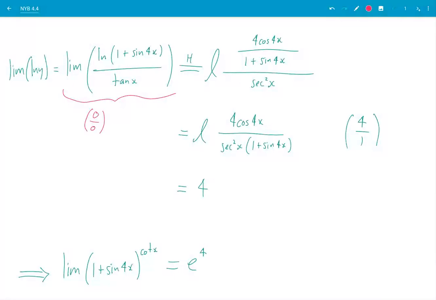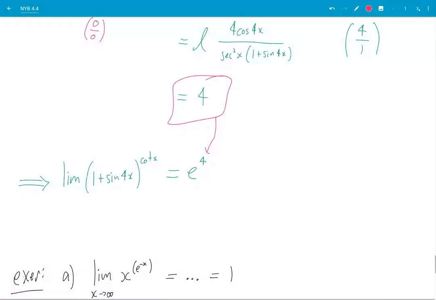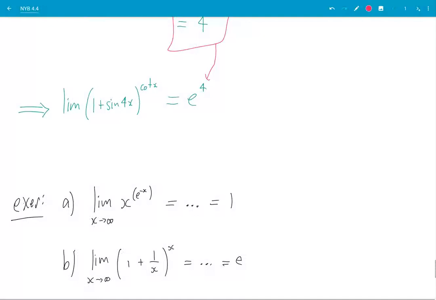Now, as I mentioned before, because we found the limit of ln y here, we're just taking this number and sticking it as an exponent on e. Okay, a couple exercises for you to try. So pause, copy, try. Pause, copy, try.